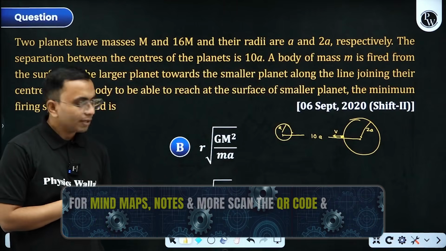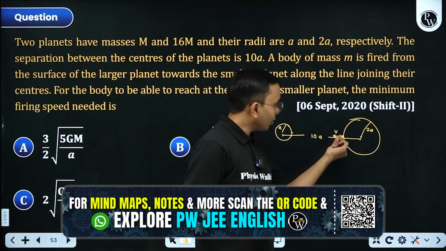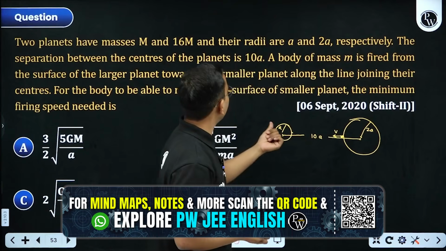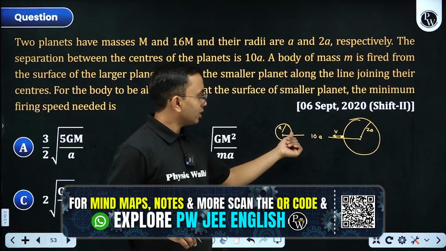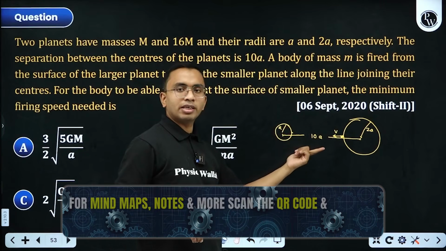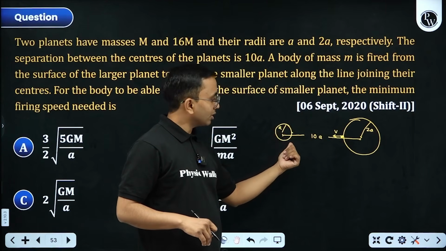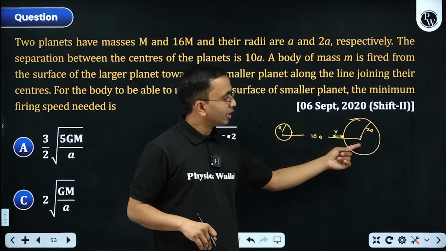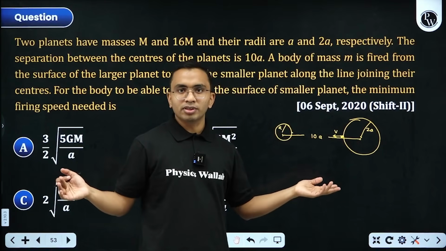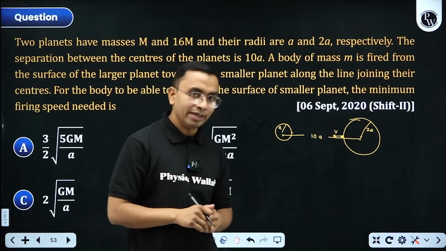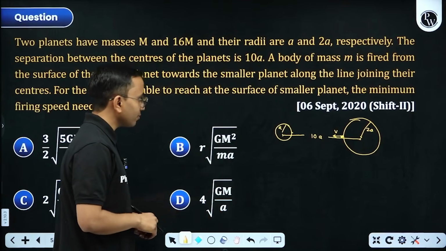Now you may say, from here we have to fire this body, and it has to reach here. So just conserve the mechanical energy. Here kinetic plus potential, for minimum you can consider kinetic here 0 is equal to kinetic plus potential there, and you get the value of v. No, that is wrong. Why it is wrong, try to understand.